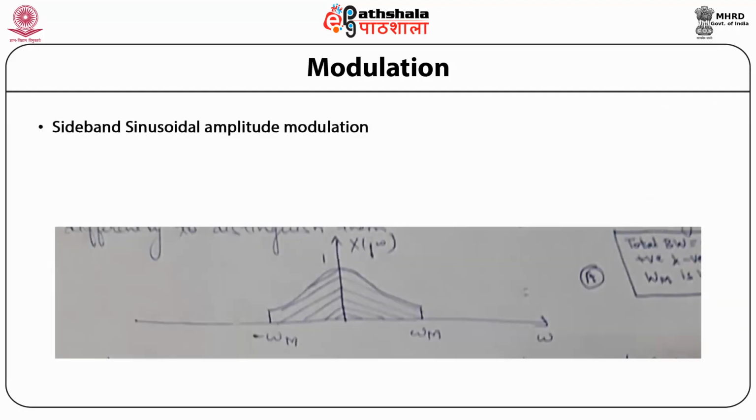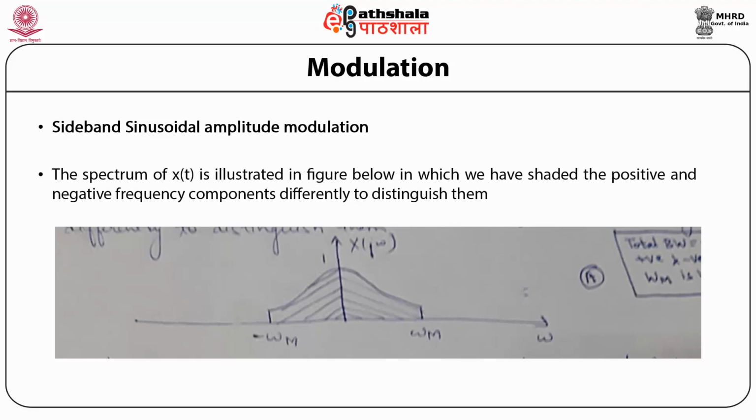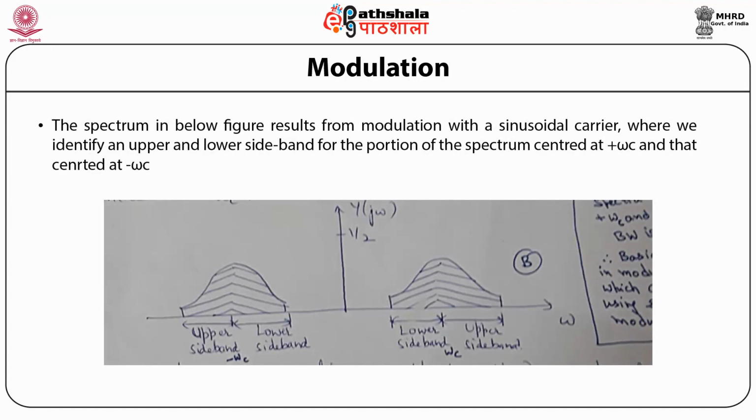Sideband sinusoidal amplitude modulation. The spectrum of x(t) is illustrated in this figure below, in which we have shaded the positive and the negative frequency components differently to distinguish between them. The spectrum in this figure results from the modulation with a sinusoidal carrier, where we identify an upper and a lower sideband for the portion of the spectrum centered at plus ωc and that centered at minus ωc.